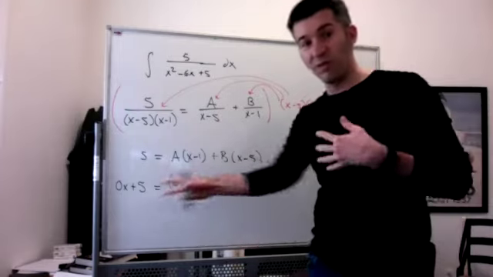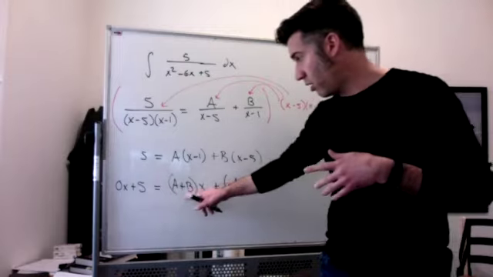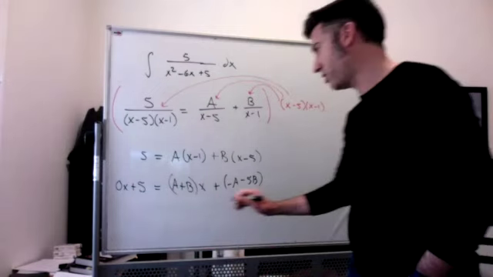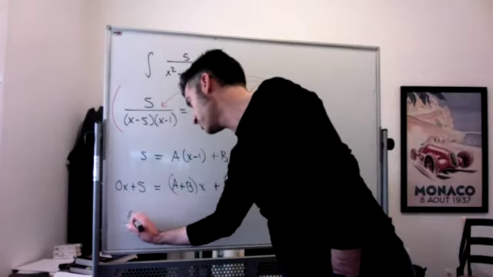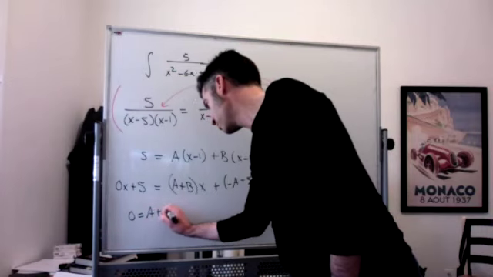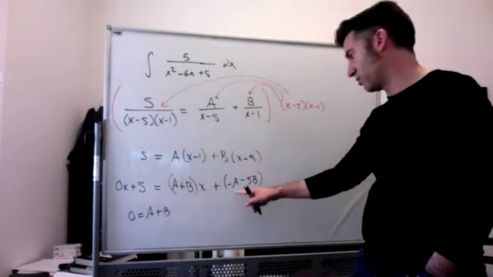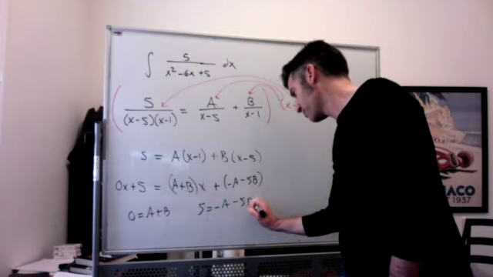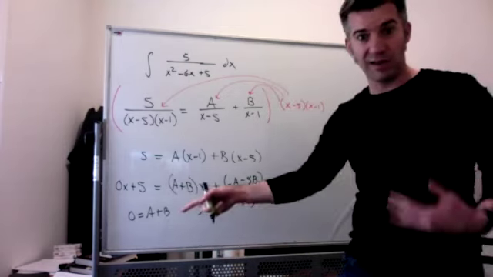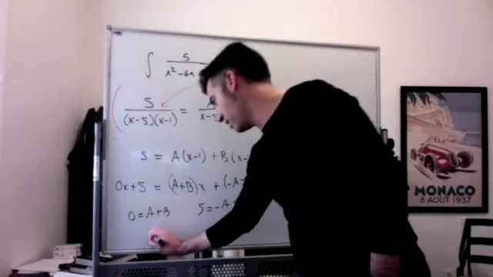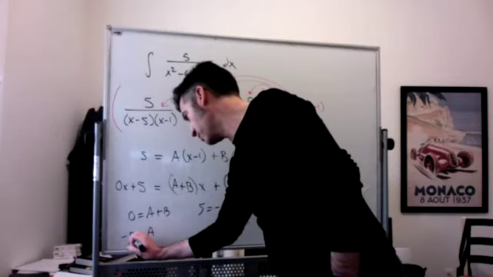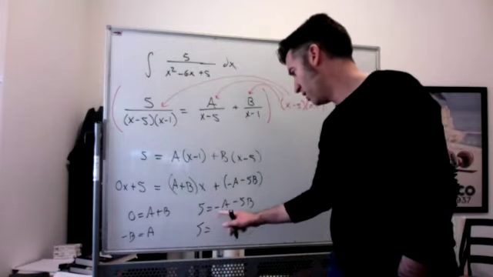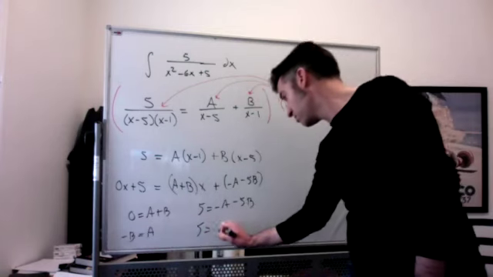And so then here's what we do. For polynomials to be equal to each other, the coefficients have to be the same. So what we end up saying is, okay, 0 has to equal A plus B, and 5 has to equal negative A minus 5B. And then we typically isolate a variable in one of these. So we say A equals negative B and plug that in for A there. So 5 equals negative B.